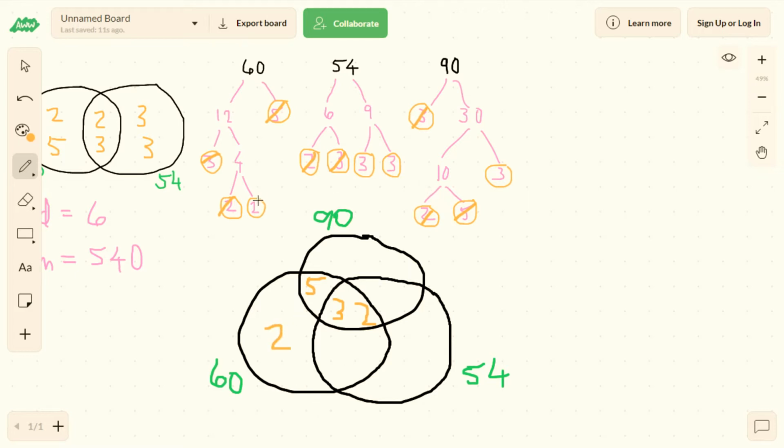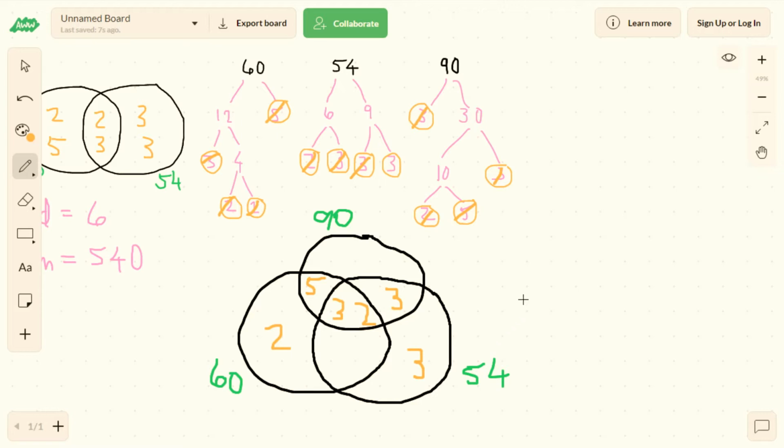It looks like 54 has 2 other 3s, but guess what? 90 also has a 3. So we'll put that over here. We can tick off both of these 3s. What's left over? Just this 3. 54 has another 3. So notice, some of these are empty, some of them are not empty.